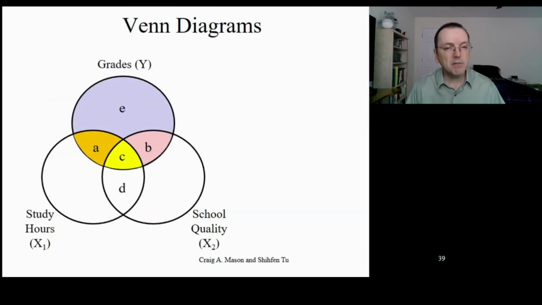So let's wrap up our discussion of Venn diagrams here. Now, of course, they don't work that well with more than a couple of variables, but they do provide a nice visual tool that can help us understand issues around overlapping variance and statistical control.